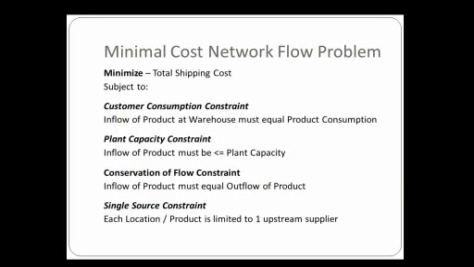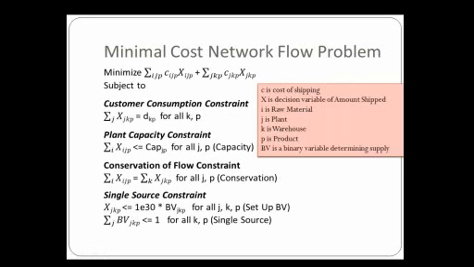The constraints that I have in here: I have a constraint for the consumption, since we have to meet the customer demand. I have a constraint for the plant capacity. I have a conservation of flow constraint. And I want to make sure that the warehouses are sourced from a single plant, so I have that constraint in here too. Here's what the formulation looks like, but let's not focus on that. That's too many equations for me.